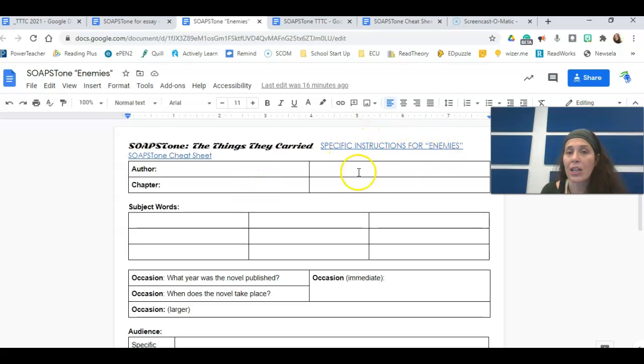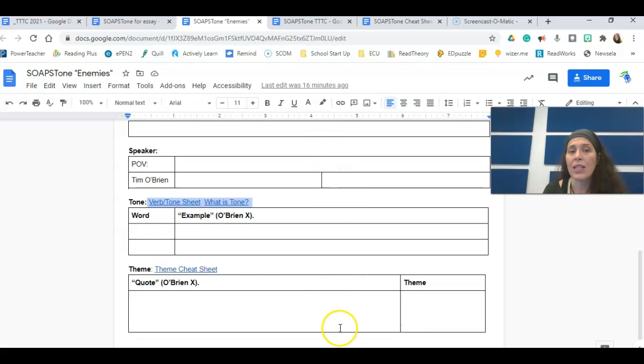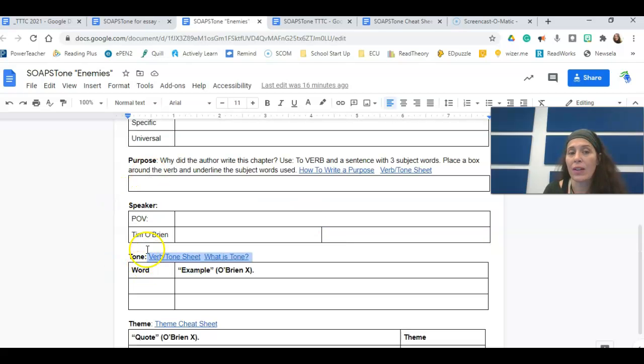This one has something extra. There are some specific instructions for this. This gives a lot of things away. So I would definitely take a peek at that when you get to this one. As I scroll through this, I see that this is asking you for the same thing that we were asking you for on the other one. However, this one specifically focuses on tone and asks you for 2 tone words and then an example to support that tone. Again, you have a link for what is tone if you need to watch a video about it because you've forgotten what tone is. You also have a verb tone sheet here to help you.